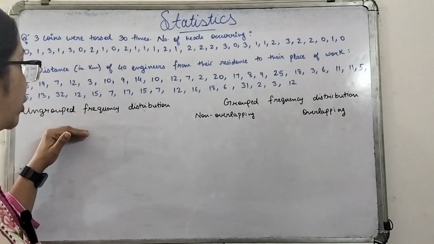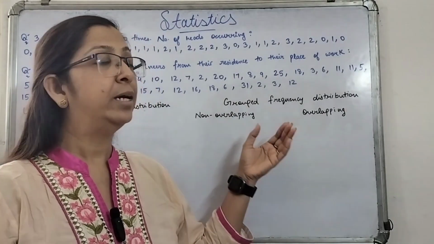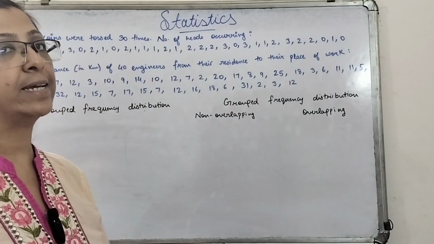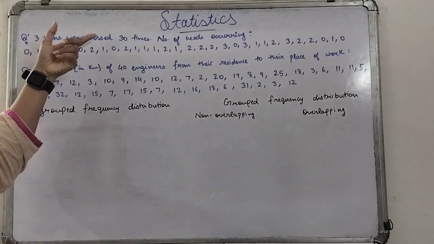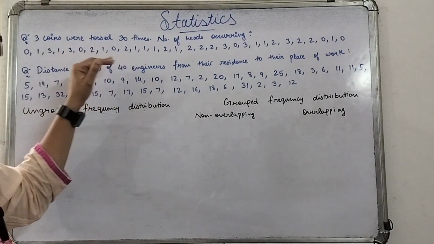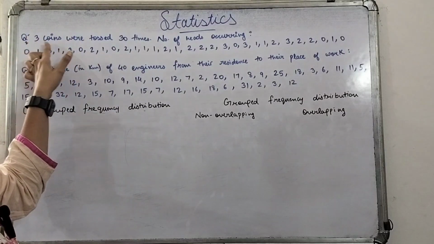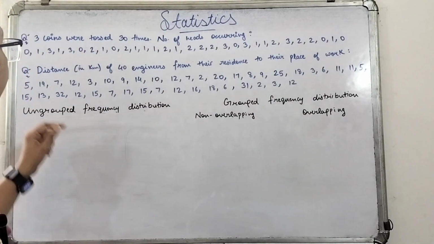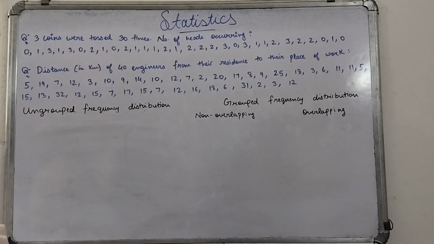So what is an ungrouped frequency distribution table? What is a grouped frequency distribution table? That we will be learning using an example. Now let's see. If 3 coins were tossed 30 times, this is the data that shows how many times heads occurred when we tossed 3 coins 30 times. So we will be representing this data using an ungrouped frequency distribution table.